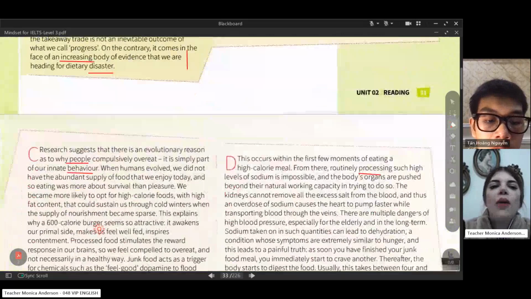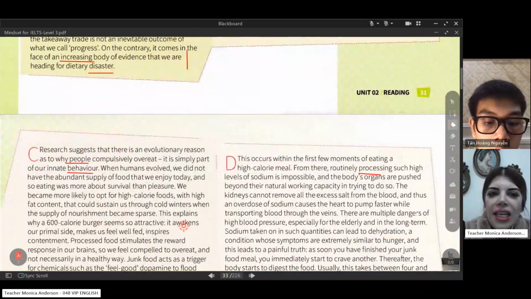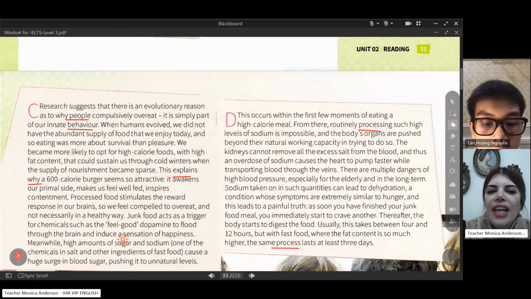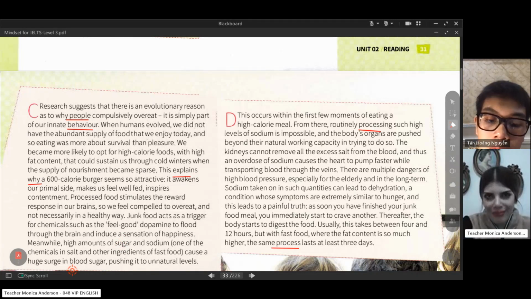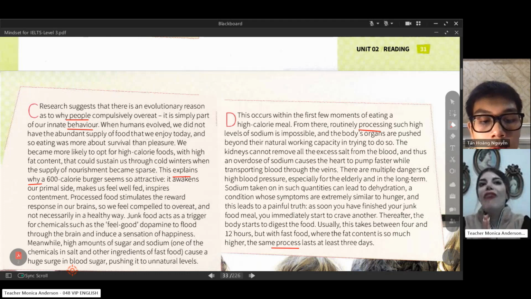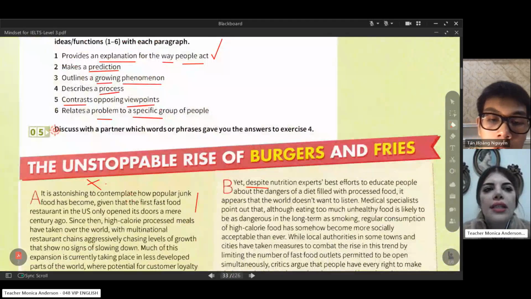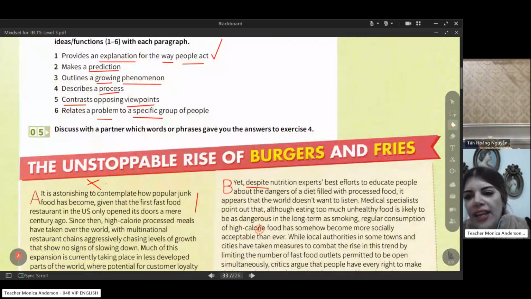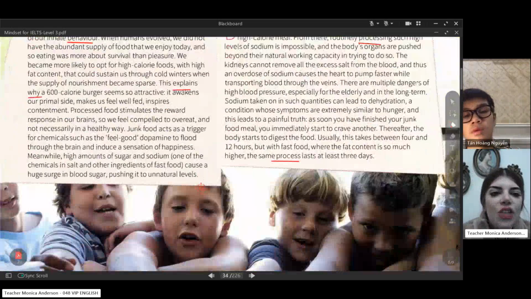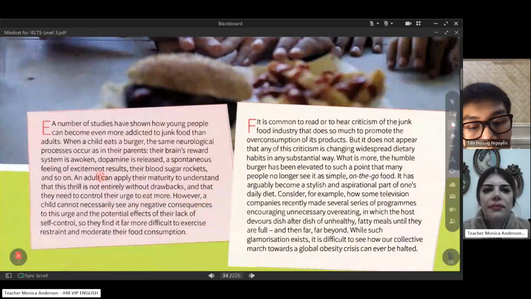Now, if you read it, this explains why. So this is the explanation that why people behave in this way. So we could find it easily. And so D, as I told you, of course, this is a process. We could find it. Now, the next one, E.